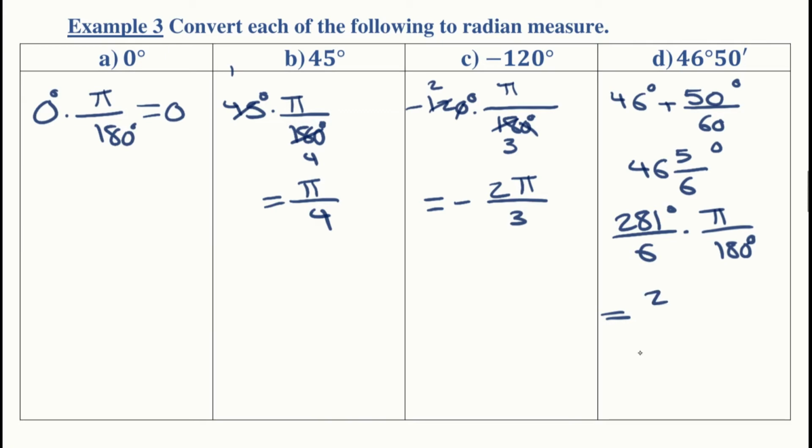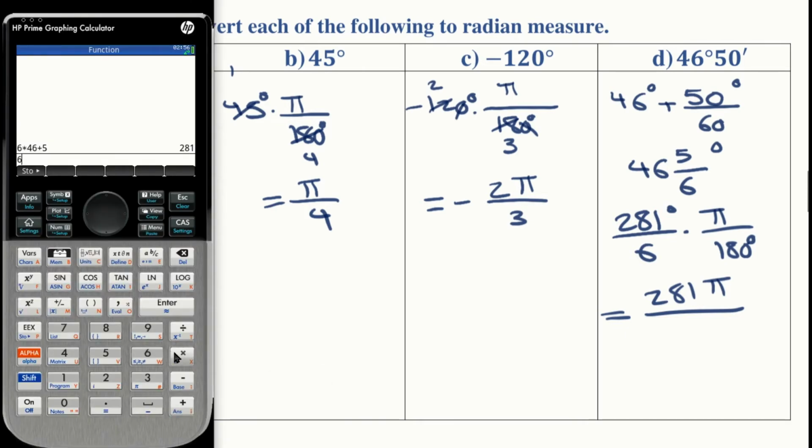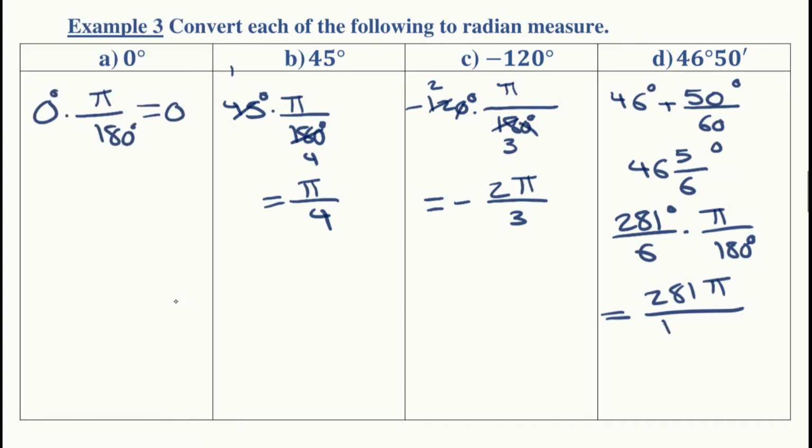So we get 281 pi over 6 times 180. There we have it. Now, if we could reduce these, we would, but they don't have a common factor, so we are basically done. So we just converted this angle into radian measure.